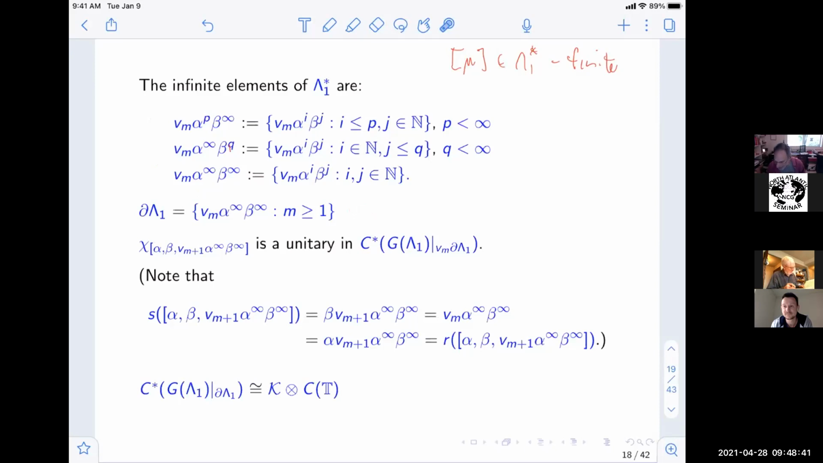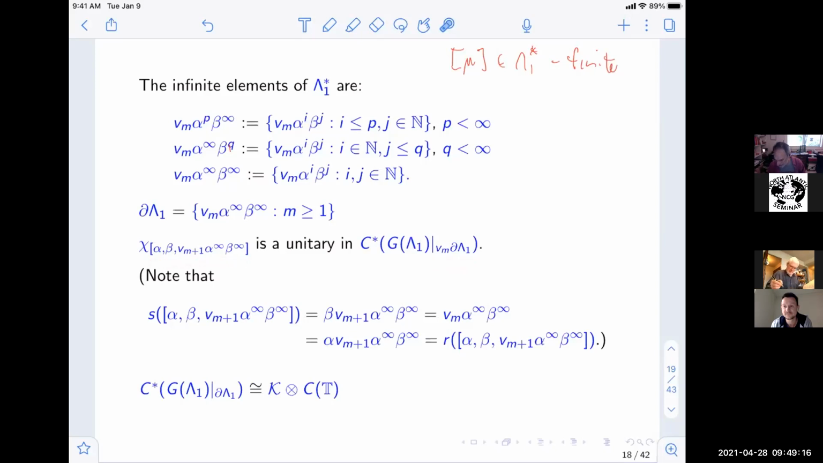Now, very important for our examples is this fact here. So what am I doing here? This triple is an element in the groupoid, and it's actually an open point in the boundary. The boundary is just countable, so its characteristic function is a continuous function of compact support in the groupoid. So it represents an element of the C-star algebra. And in fact, it's a unitary if you restrict to just this subset, the boundary of lambda.